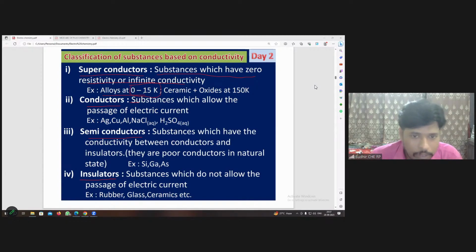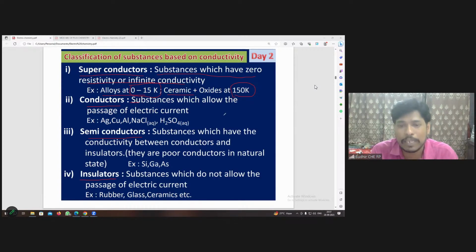That is 0 to 15 Kelvin temperature. Generally, we can expect the superconduction property for the different alloys. And not only this, ceramic, when it is mixed with some oxides of metals, at 150 Kelvin temperature can also show the superconduction property. And very soon you are going to learn in your 10th standard board syllabus also, carbon and its compounds.